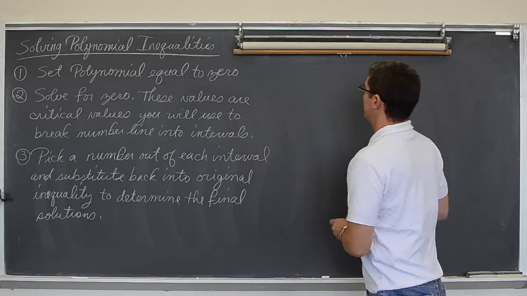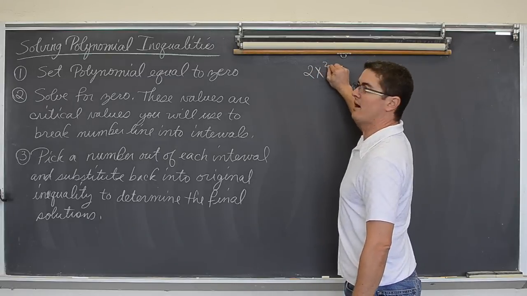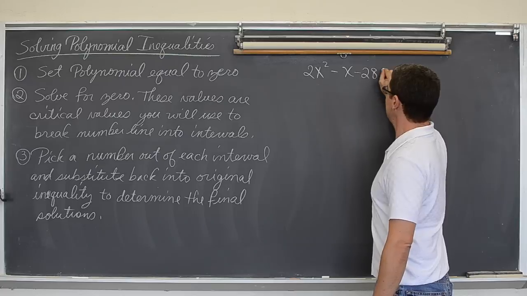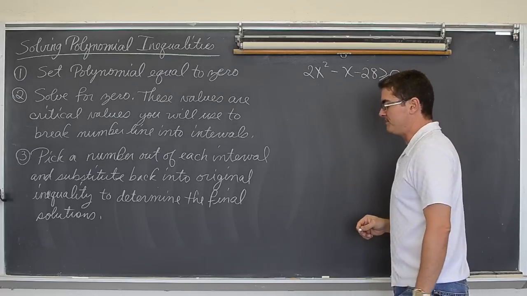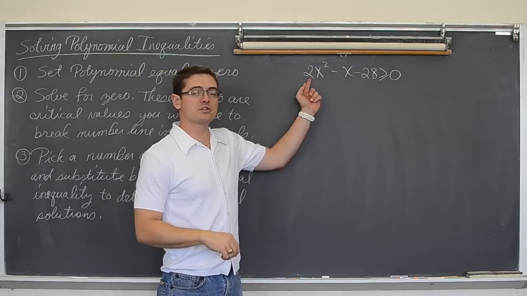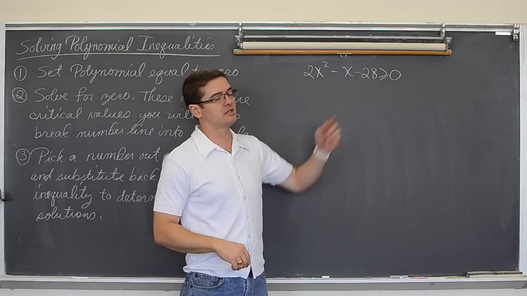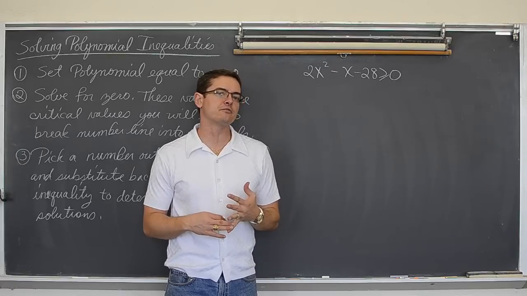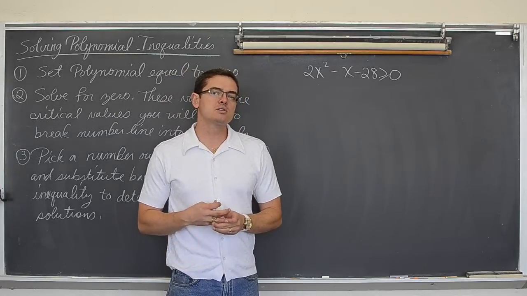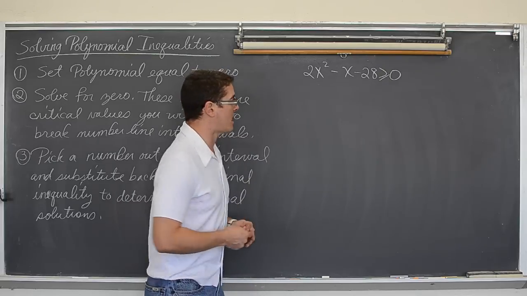Okay, we're going to start off with 2x squared minus x minus 28 is greater than or equal to 0. Now, this quadratic equation has a leading coefficient that's not 1, and the last constant is a rather large number with a lot of different factors to it. 1 and 28, 2 and 14, 4 and 7. So you could be doing trial and error a lot on your factoring.